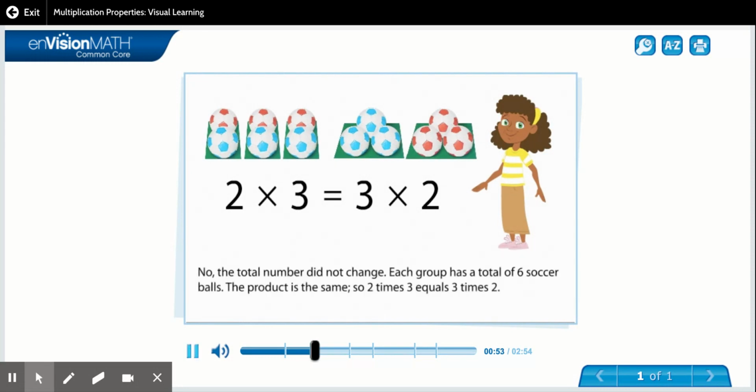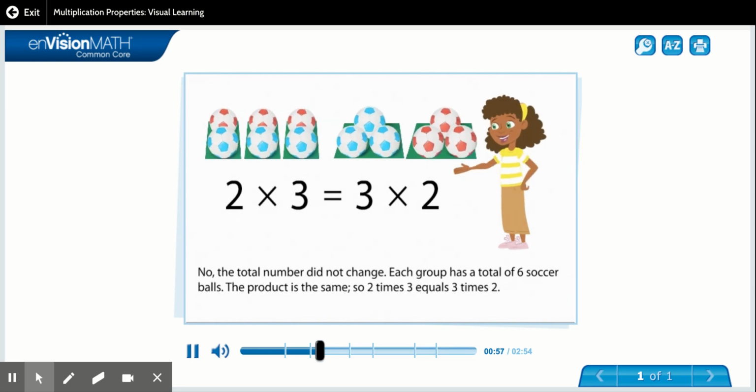No, the total number did not change. Each group has a total of 6 soccer balls. The product is the same. So 2 times 3 equals 3 times 2.